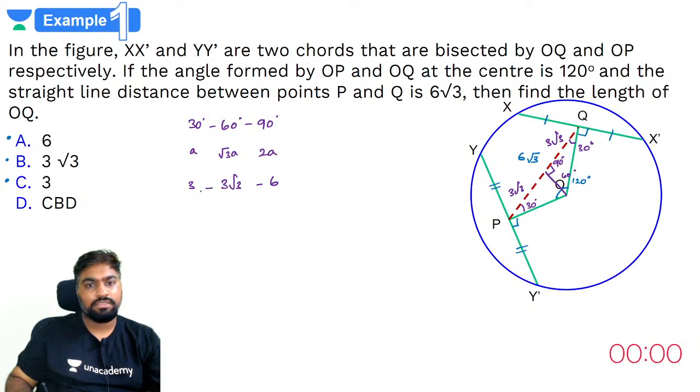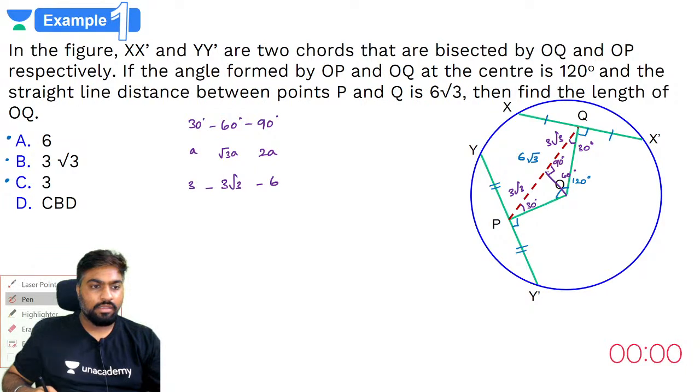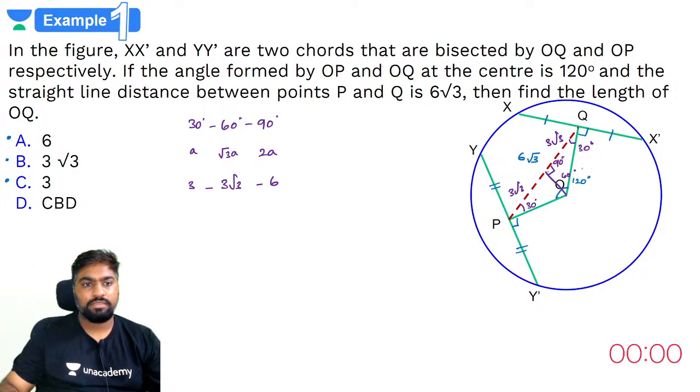What is asked of us? The line opposite to 90 degrees. The line opposite to 90 degrees is what? 2 times a, which is 6 units.